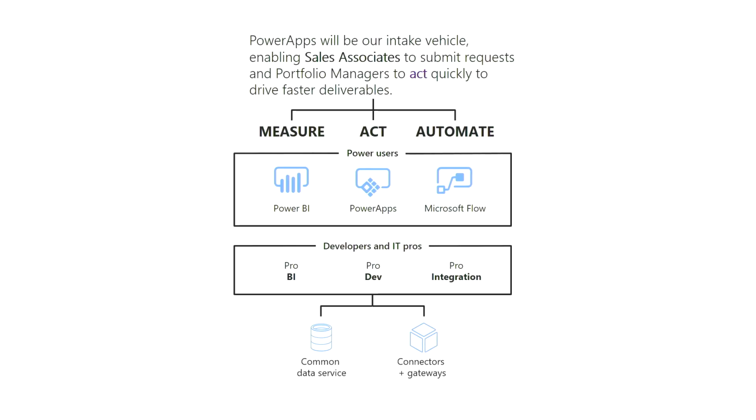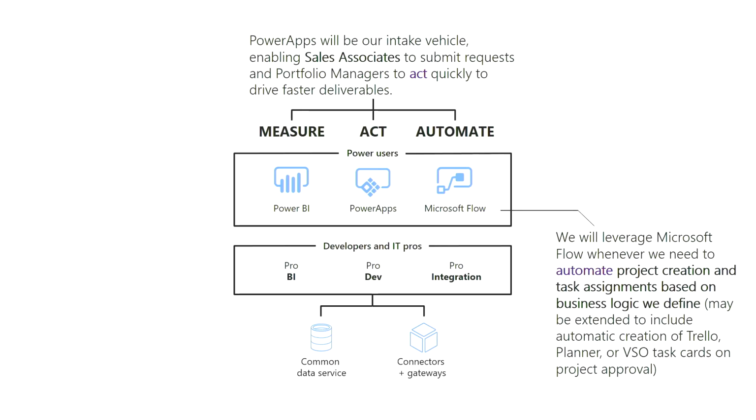Power Apps is our intake vehicle. That's what we use so that the sales associates would be able to submit requests and portfolio managers were able to approve them, right? Then we leverage Flow when we needed to automate the project creation or the task assignments, which we did based on business logic that we defined easily in SharePoint lists. And we can extend this beyond Project and Planner. We can go into Trello the same way, into VSO. Any project management tool where there's a connector, you non-coders can do this right away.